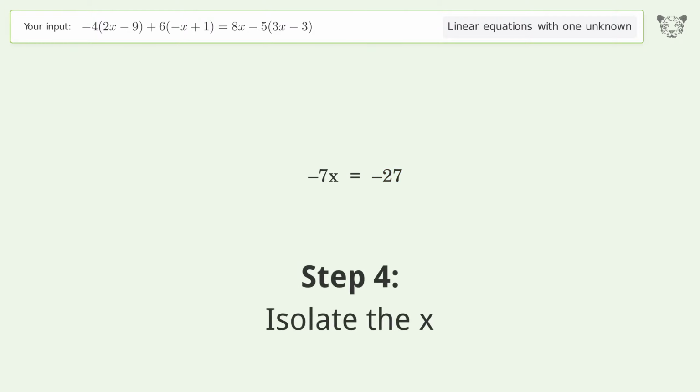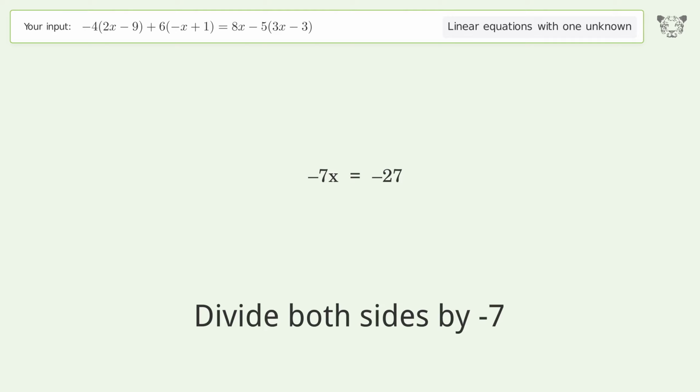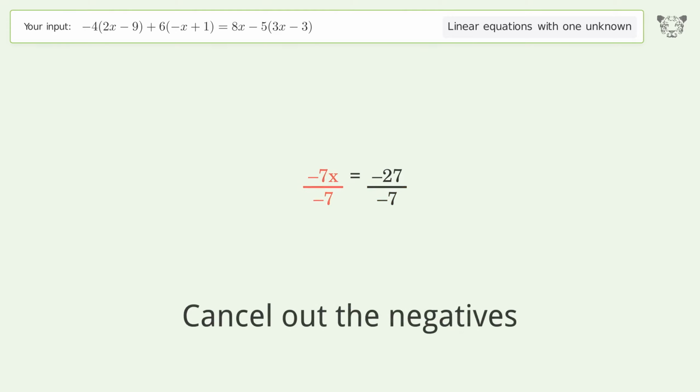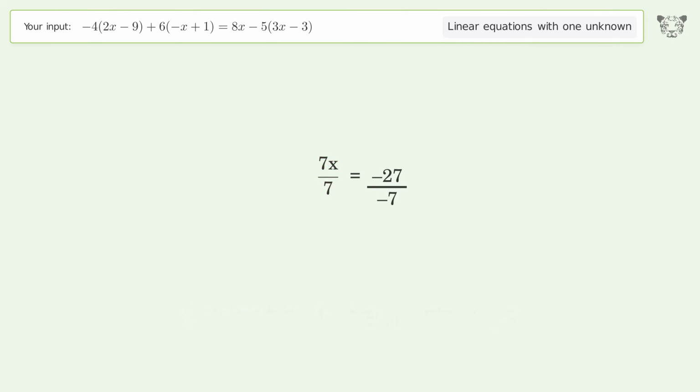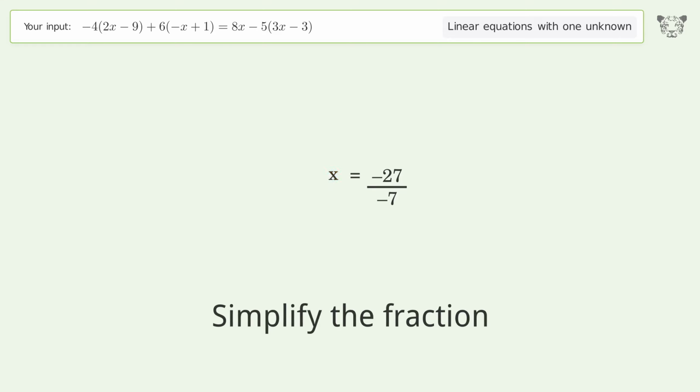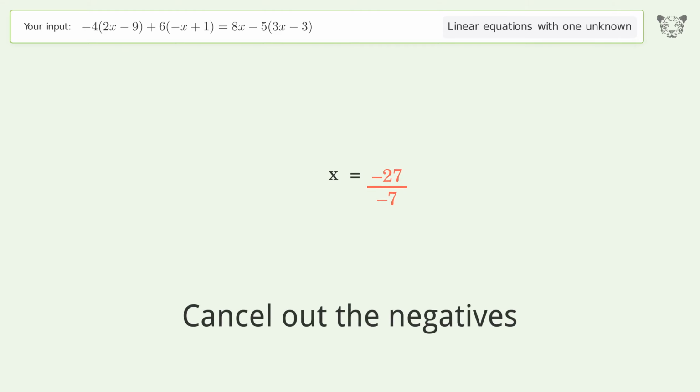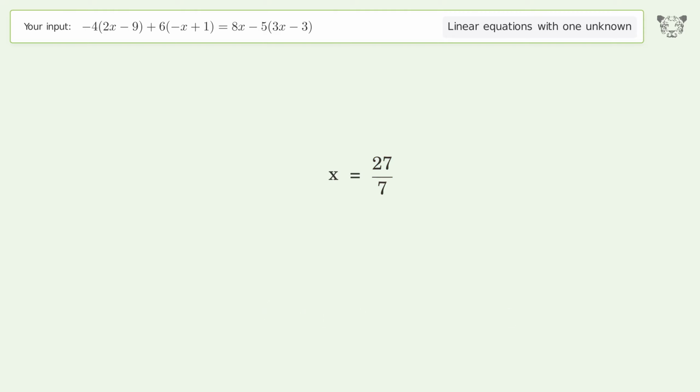Isolate the x. Divide both sides by -7. Cancel out the negatives. Simplify the fraction. Cancel out the negatives. And so the final result is x equals 27/7.